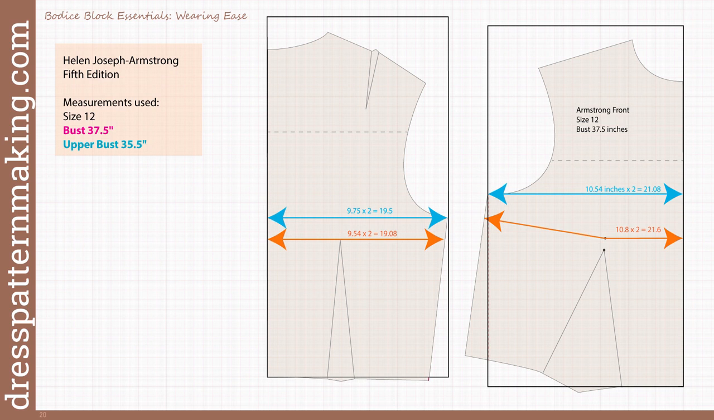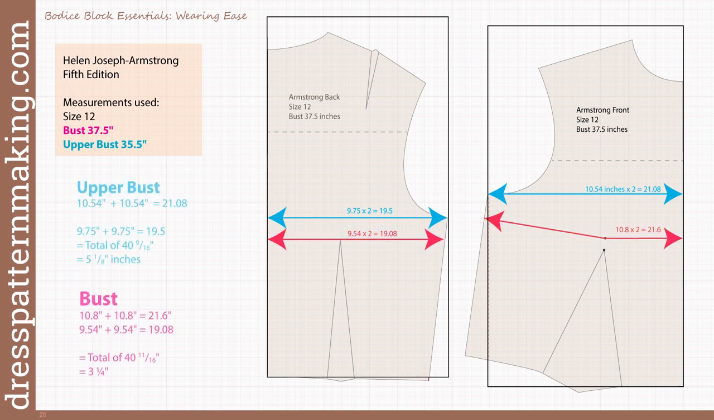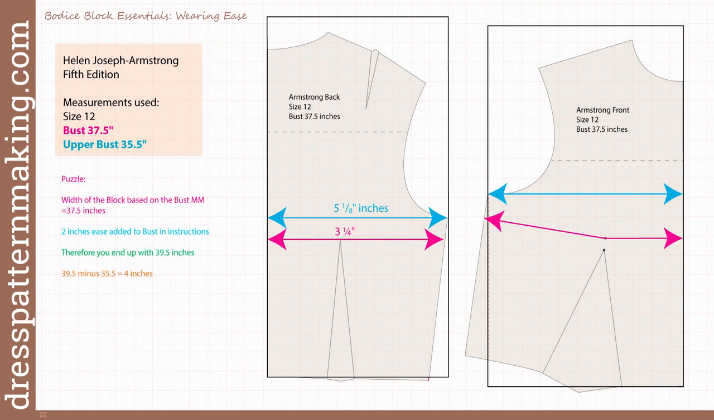Now, I drafted this block from all the measurements given in the textbook, and the textbook gave the bust arc and the back arc, and I drafted it to those measurements. After I drafted it, I measured it, and for the upper bust, I got 5 1/8 inch ease, and for the bust, I got 3 1/4 inches ease. How is that possible?